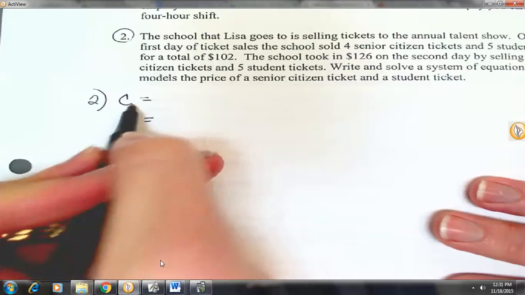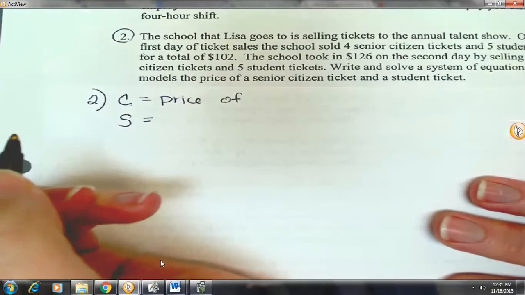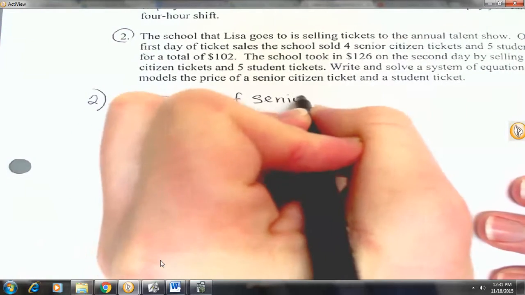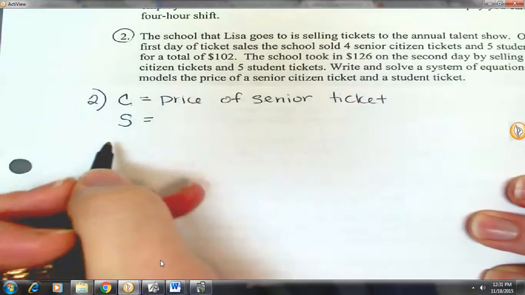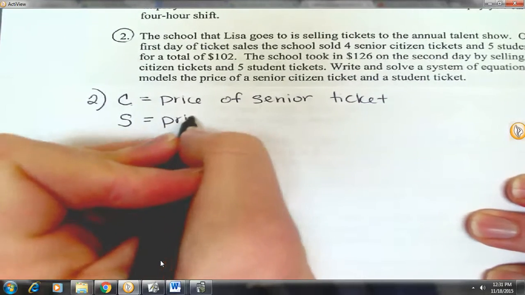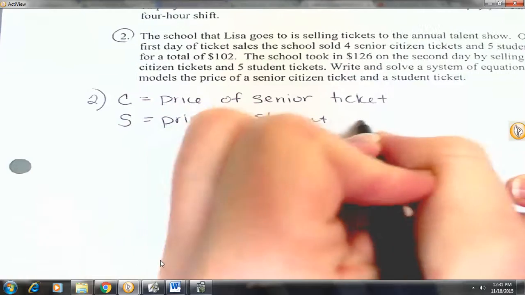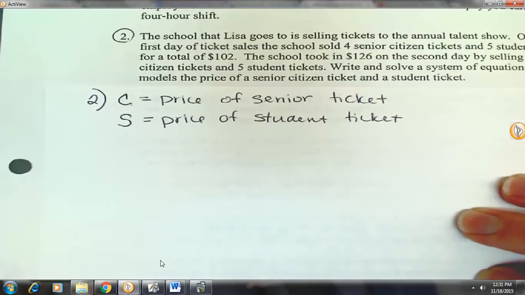So for me, C is going to be the price of a senior ticket. And S then is going to be the price of a student ticket. Like I said, you can use whatever variable you want. I just picked these two for this problem.